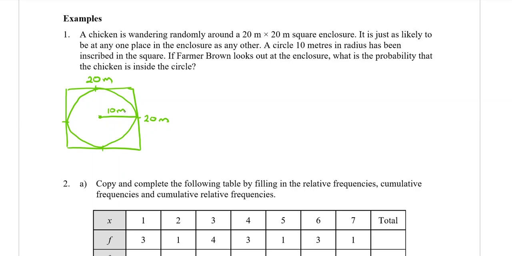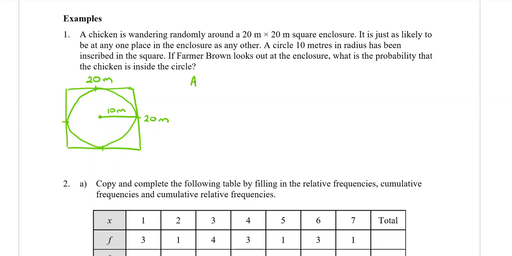Okay, so the chicken is wandering around in the yard and we're saying that it's just an equal probability that it could be anywhere. It's not more likely to be in one spot than somewhere else. It's equally likely to be anywhere in that square. And the farmer wants to know the probability of it being inside the circle. So I need to find the area of those 2 shapes.